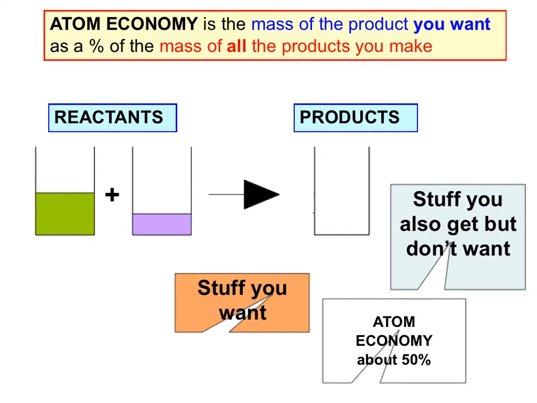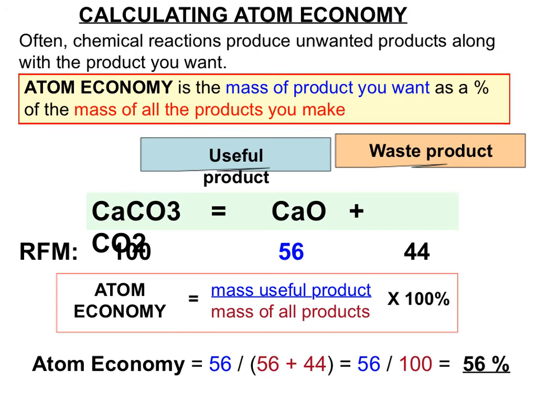Now, if you look at the top of the slide there, atom economy is the mass of the product you want, and the question will always tell you that, as a percentage of the mass of all the products you make. So therefore, like I said before, the higher the atom economy, the more of the product that we are getting that we want, and the less of the product that we're getting that we don't.